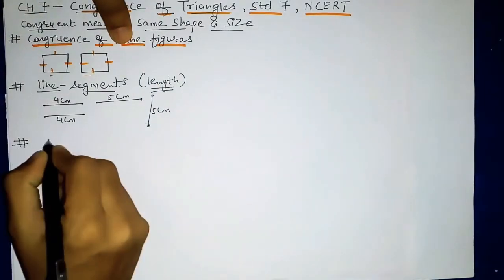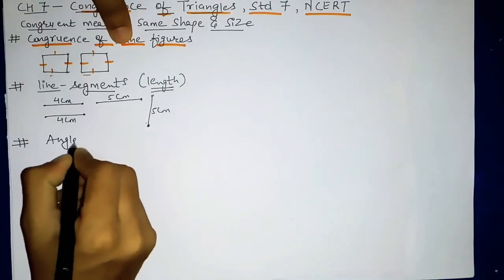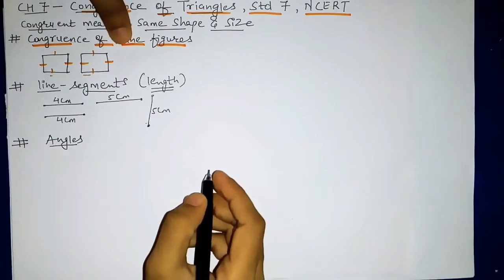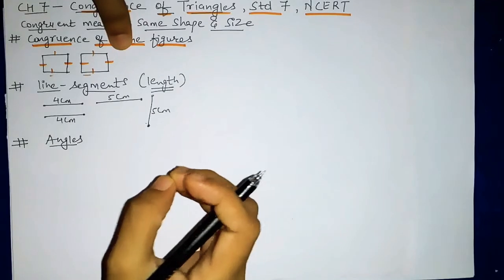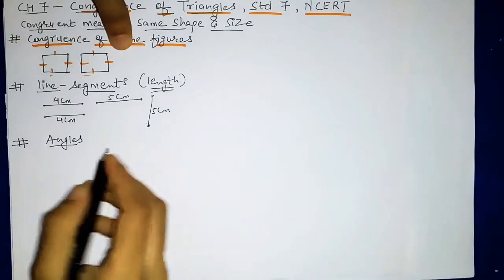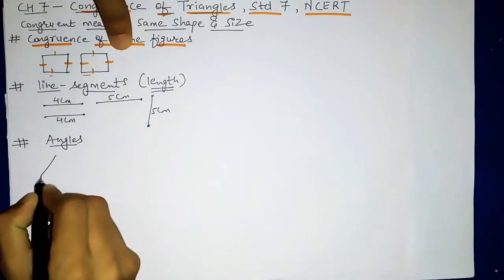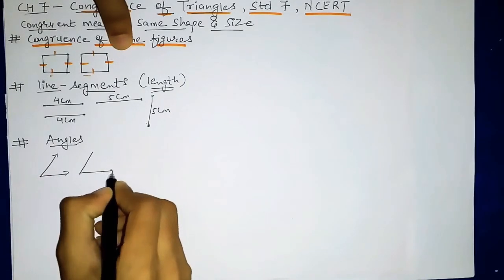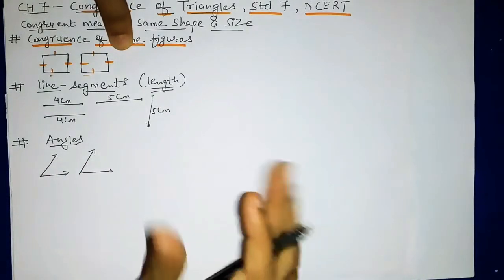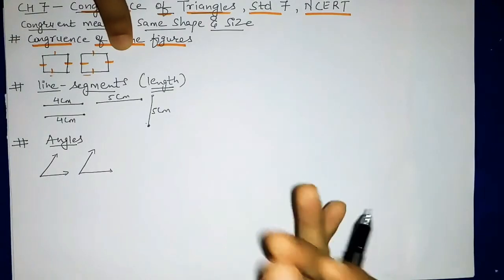Now how we will know about angles, that the angles are congruent or not? So for angles what we measure is the degree. What is the degree measure of the angle? For example, ये एक angle है, okay, and this is second angle. Now I want to know that these two angles are congruent or not.